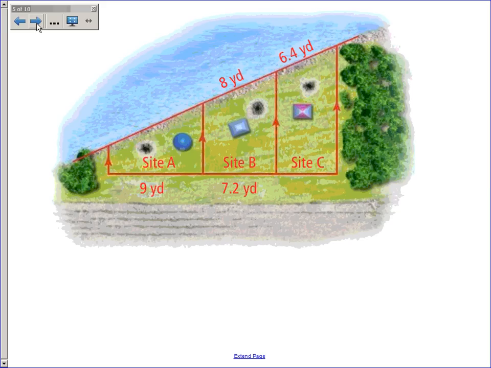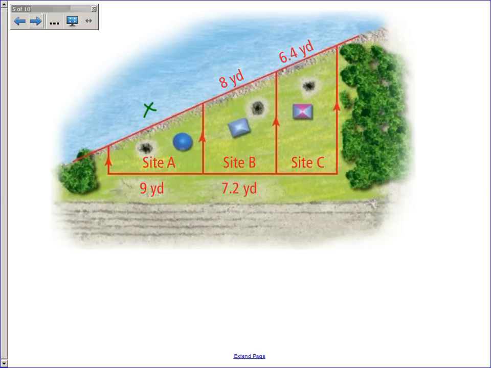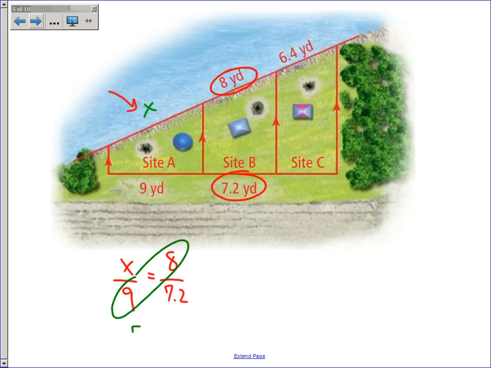Let's look at one problem with this. I will find the length of the coastline on site A. Since these lines are all parallel, I know that all the segments are cut off proportionally to each other. I know this ratio, and I'll use that to find the coastline on site A. I like to keep things very much as they sit in the picture. So I'll look at x over 9, the ratio of coastline to the street line, is equal to 8 over 7.2. I'll solve this proportion by cross multiplying. 9 times 8 is 72. x times 7.2 is 7.2x. Divide both sides by 7.2, and x is equal to 10.